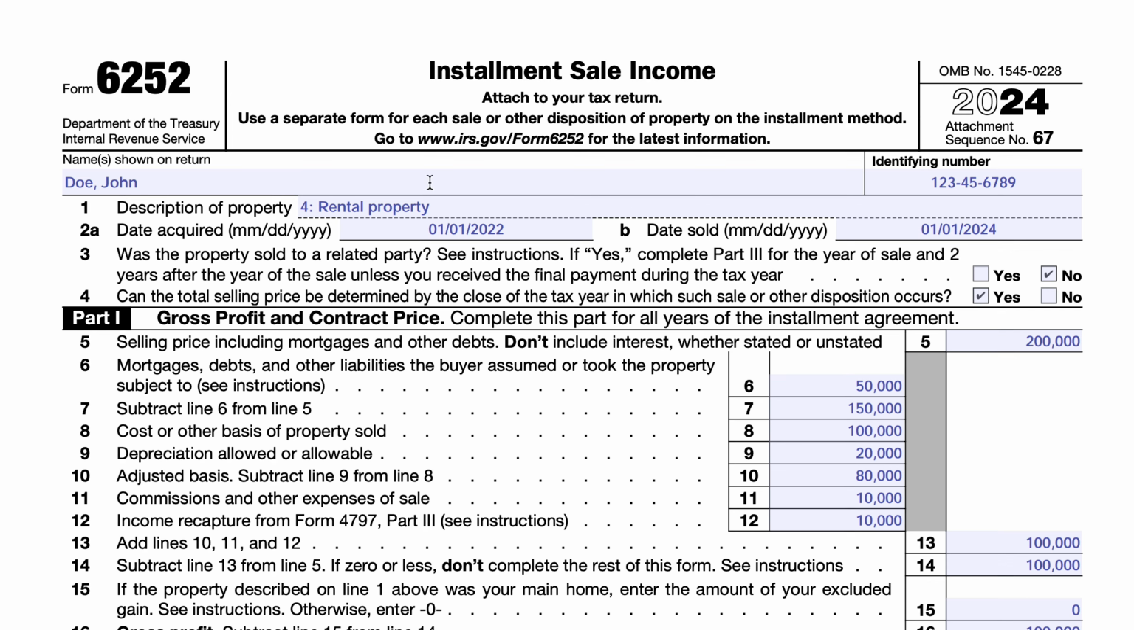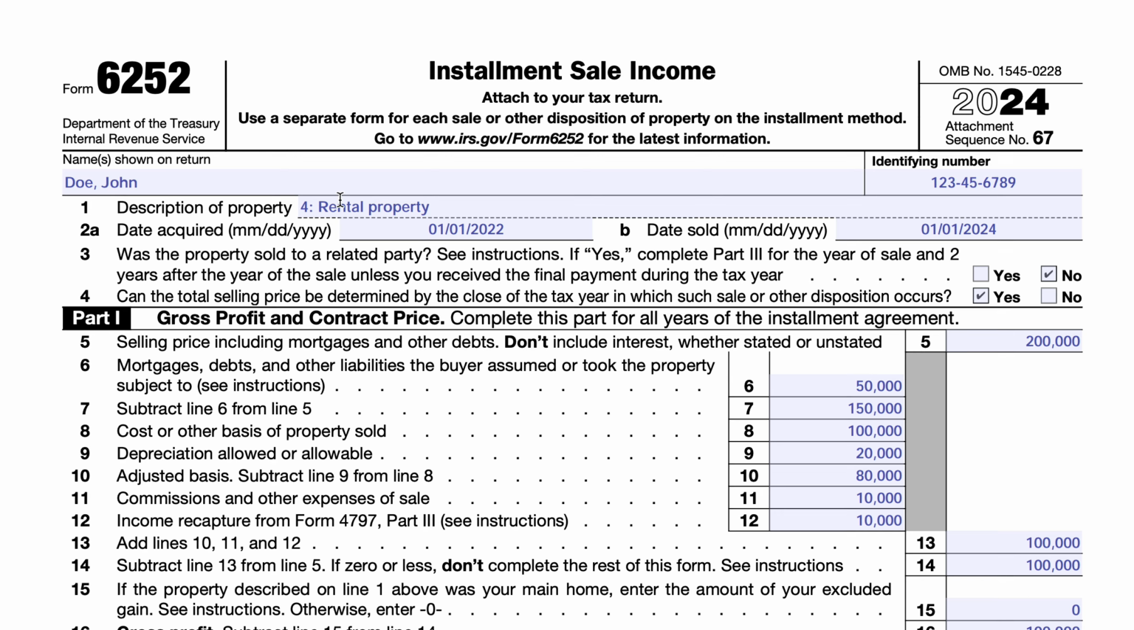As I mentioned, John Doe, his social security number, and he's selling a rental property. Now you see this 4 here, and that's based on a code in the form instructions that helps you understand the circumstances of the installment sale. Code 1 would be a timeshare or a residential lot, defined as unimproved land. So you could read the instructions and think, maybe this is category 1. It's not. It's an actual rental property.